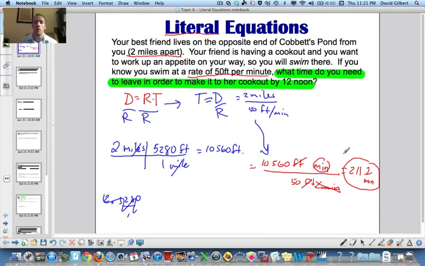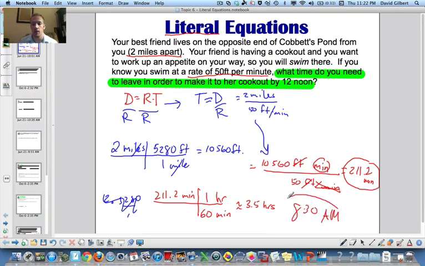What time is that? Well, let's convert minutes to hours. 211.2 minutes, using the same method, I'm going to divide by minutes, because I want to convert it to hours. 1 hour is equal to 60 minutes. So then we divide this by 60, and we get approximately 3.5 hours. So if it takes you 3.5 hours to swim across, and you want to get there by noon, it would have to be 8:30 a.m. that you'd have to leave. All right, that doesn't even leave you any time to shower or anything, but there you go.